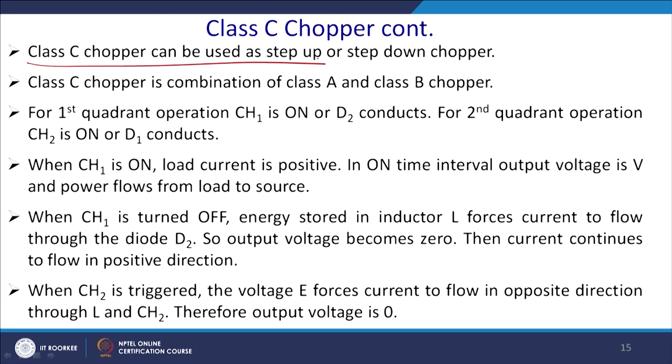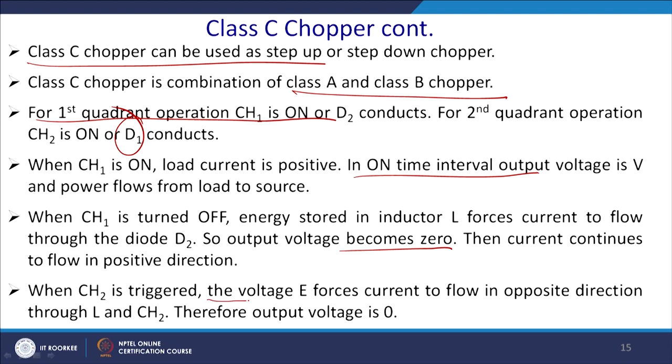Class C chopper can be used for both step up and step down. Class C chopper is a combination of class A and class B chopper. First quadrant operation is with CH1 on or D2 conducting, and for the second quadrant CH2 on or D1 conducts. When CH1 is on, the load current is positive, during the on time interval of the output voltage V. When CH1 is turned off, the energy stored in the inductor L forces current to flow through the diode D2. So, the output voltage becomes 0 while current continues to flow in the positive direction.